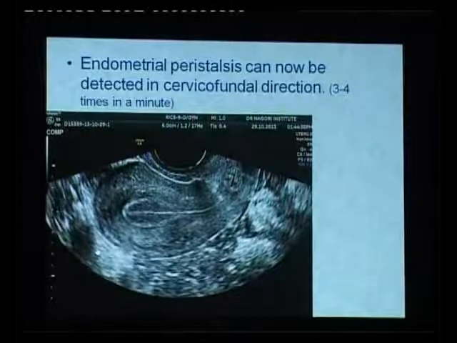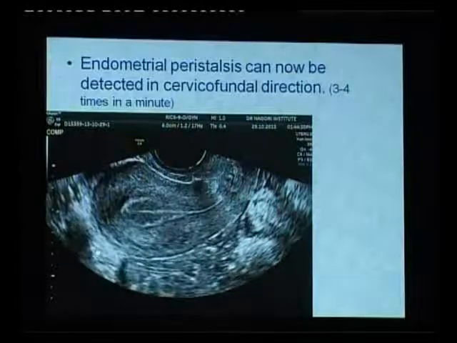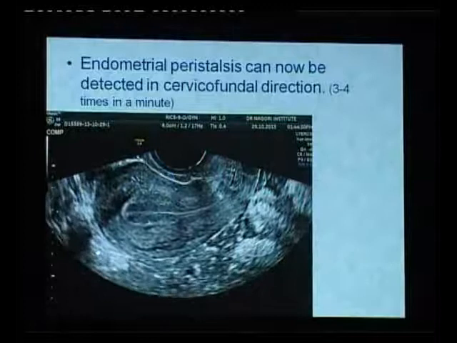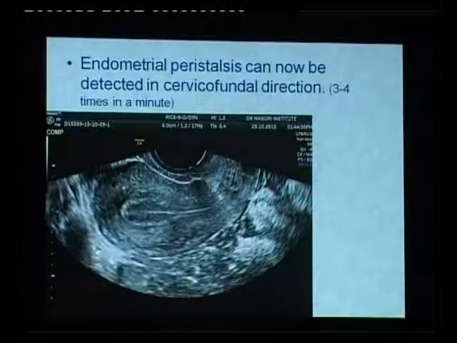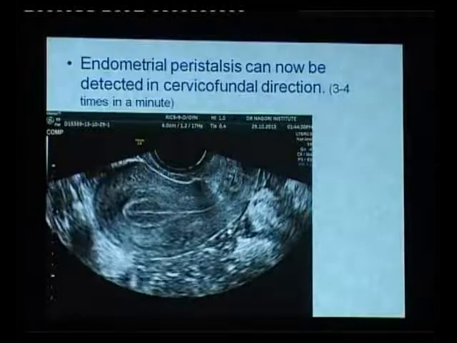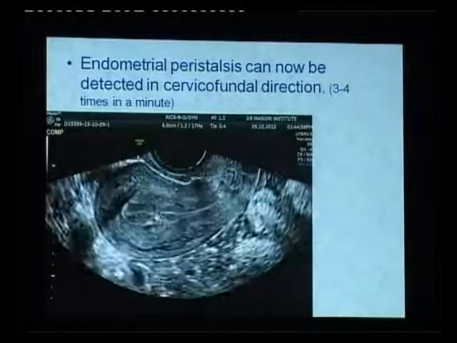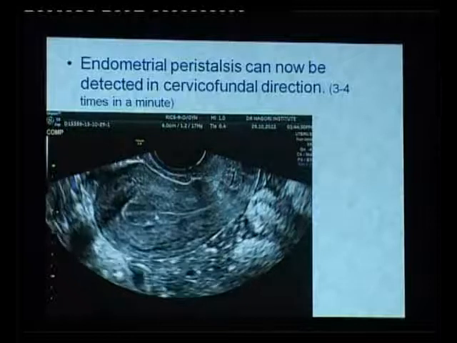If it's low, that means it's a very restful endometrium. It's not going to allow the sperm transfer. If it is too much, it's not going to allow implantation. But it is important to notice that in this stage, the endometrial peristalsis is from the cervix towards the fundus, as you can see there.